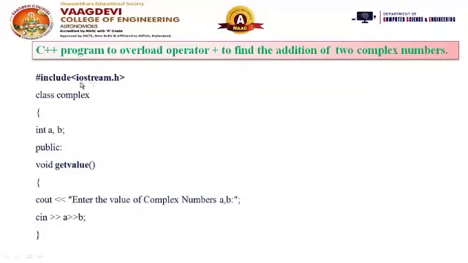In the next statement, this is a declaration of a class with the name complex. Class is a keyword used to define a class, and class name is the name of the class. The body of the class is enclosed within braces and it is terminated by a semicolon. A and B are the data members of the complex class.